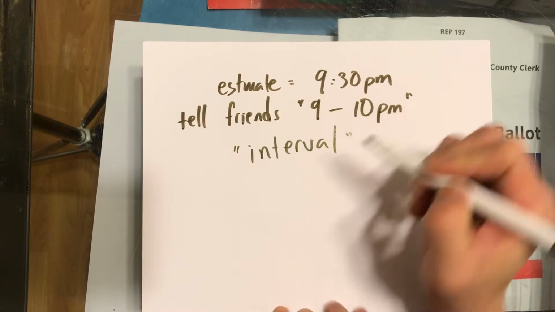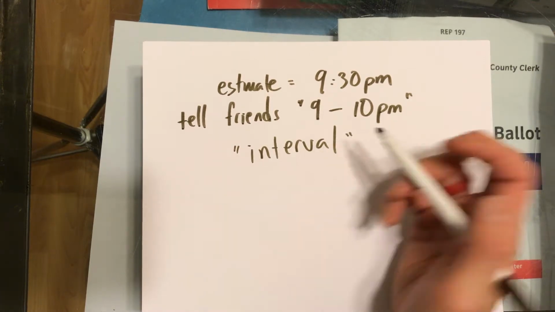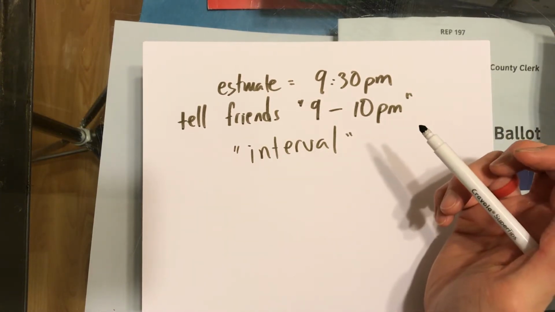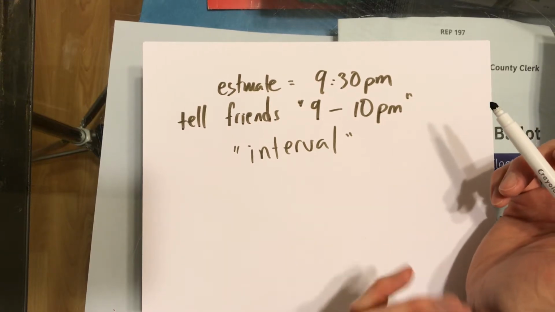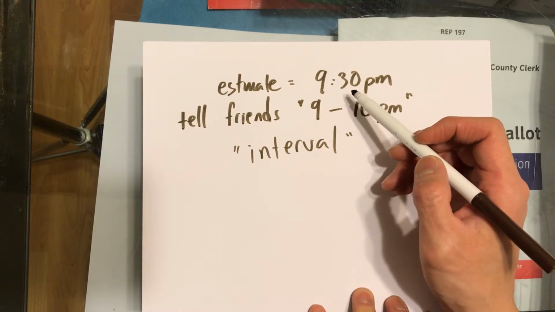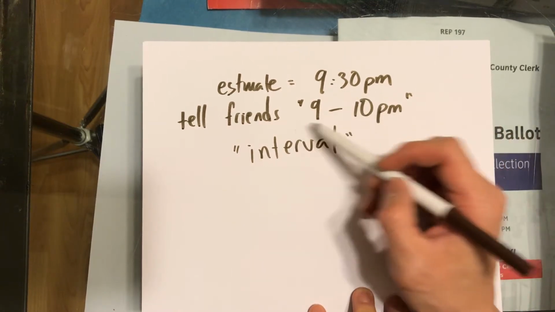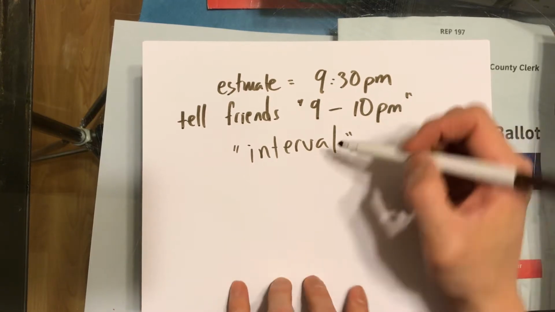interval. And in statistics, we want to show how much confidence we have in an interval, in an estimate. Remember, in statistics, we don't like to say exact things. We don't like to say exactly 9:30 because most likely it's not exactly 9:30. So we want to give a range, i.e. an interval.